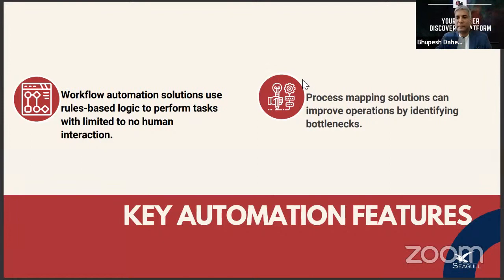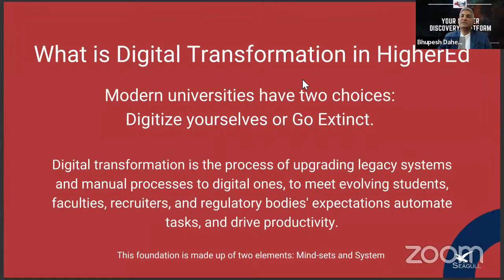Let's say, what is digital transformation in higher education? Universities don't have a choice. During COVID, universities realized, when they didn't have the money to even pay the salaries, that they had no choice other than going digital. They had no choice other than adopting online examination. And I have seen that when the corona hit, most of the universities and colleges across the country got into panic mode because there was no system.